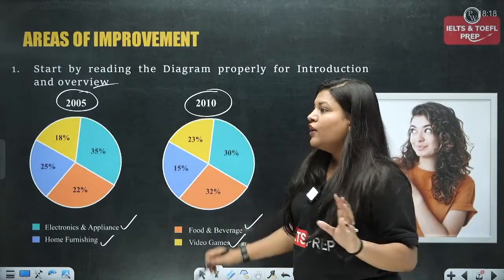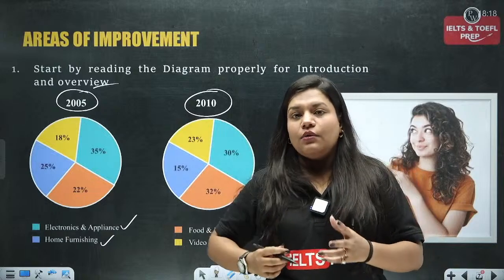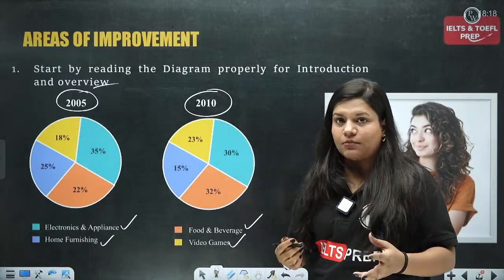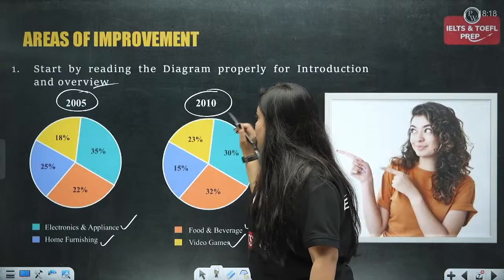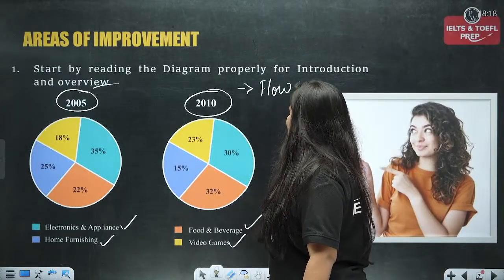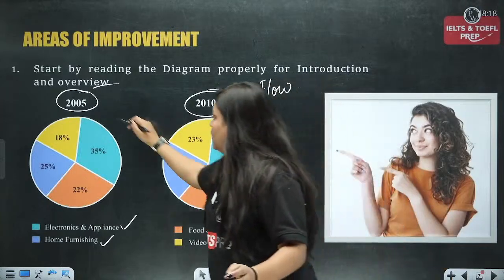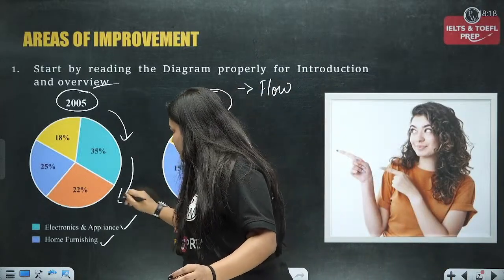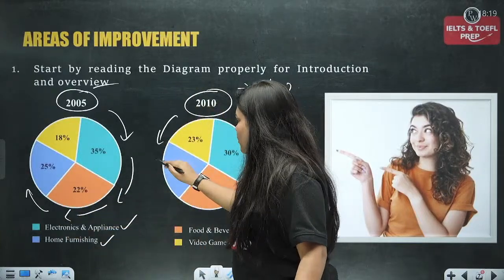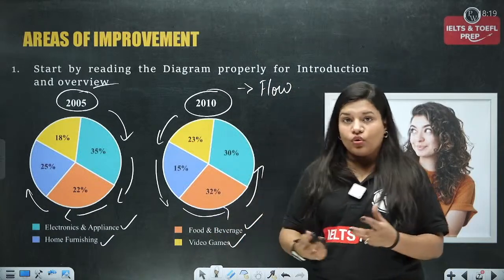Okay, got it. Whenever you encounter two pie charts, you can make a table out of it, and you also need to decide on the flow of the answer. There are two ways: either you can go clockwise, starting by mentioning ideas like this, or you can go anti-clockwise. In this way the flow is clear.